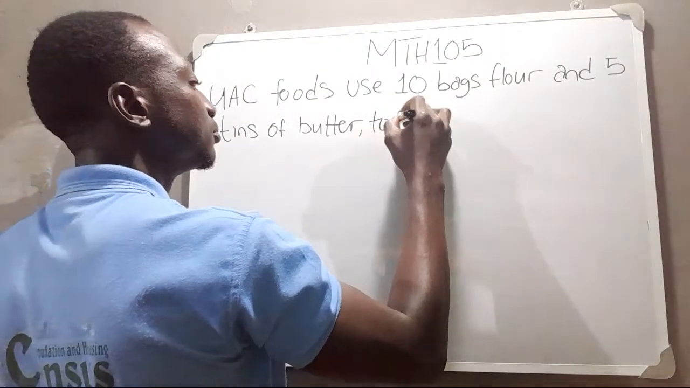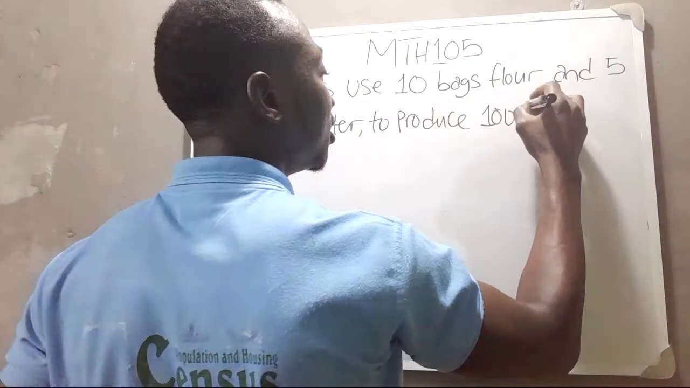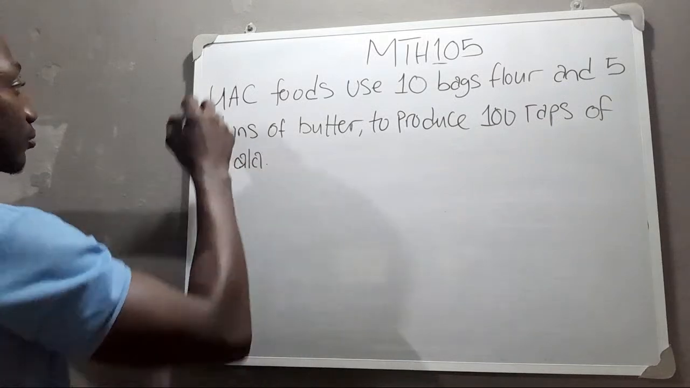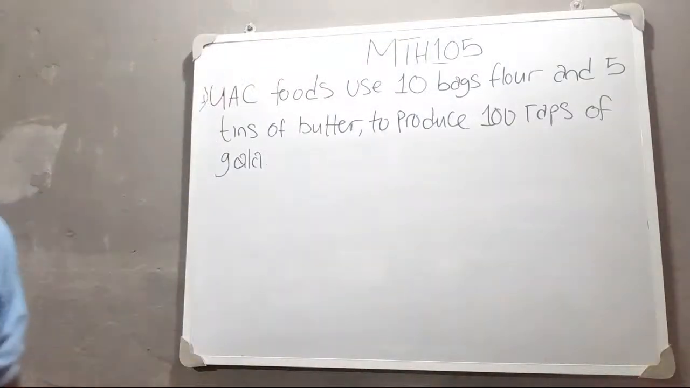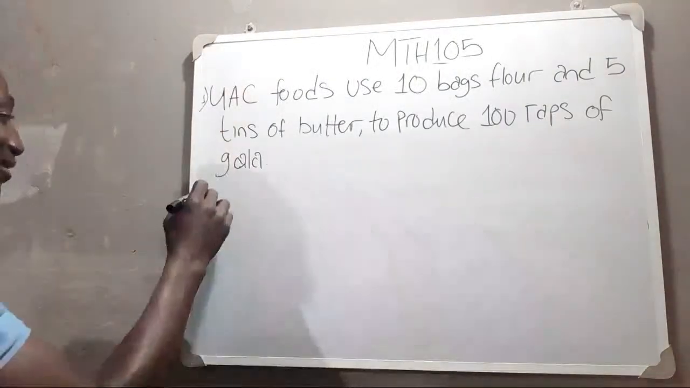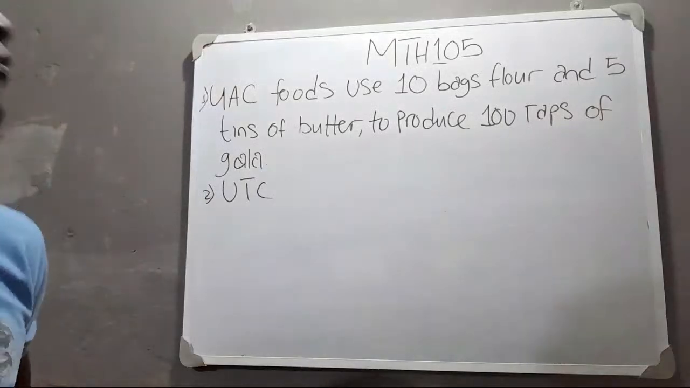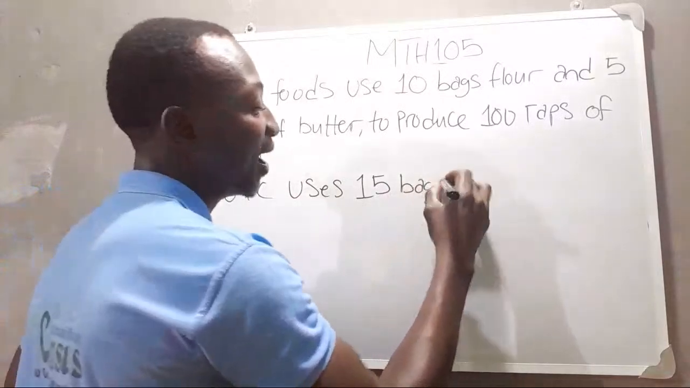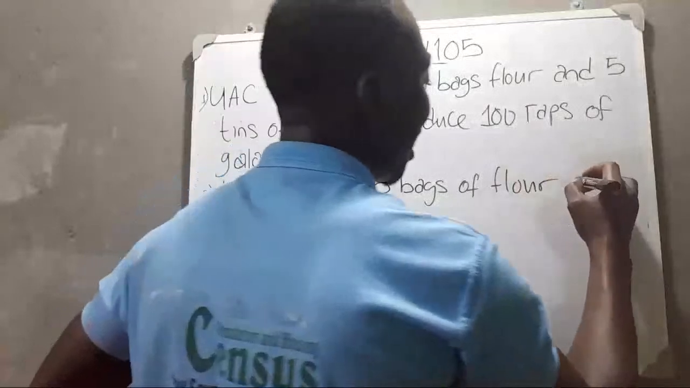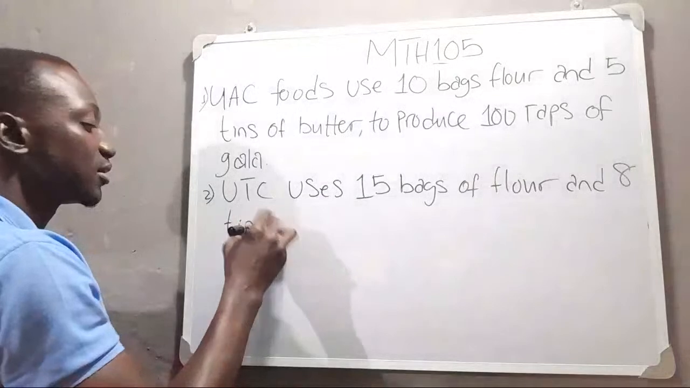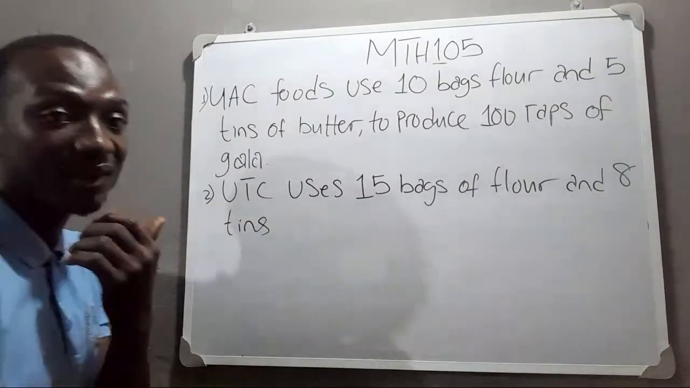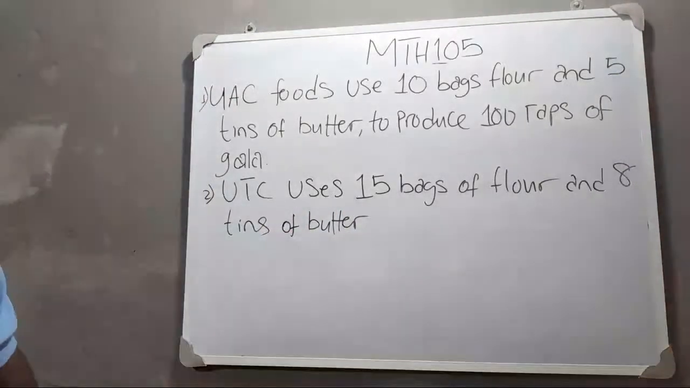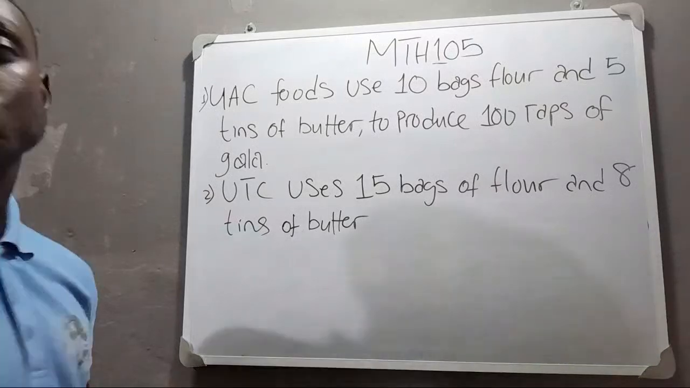Now, UTC uses 15 bags of flour and 8 tins of butter to produce 120 wraps of gala.